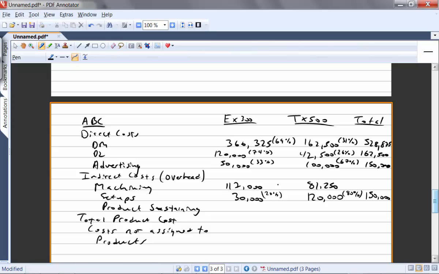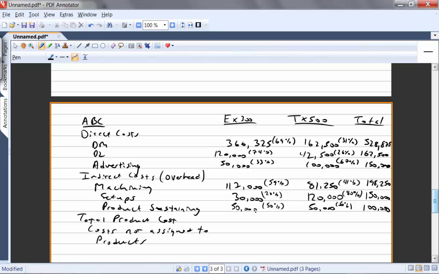And then up here it's 117. Let's see. This is 59%, and this is 41%, and the total was 198,250. Product sustaining. This is 50,000, and E gets 50%. That's 50% of the total, which is 100,000.